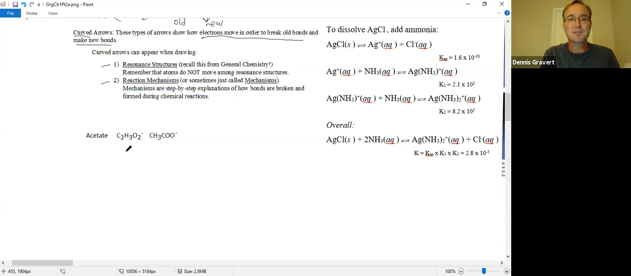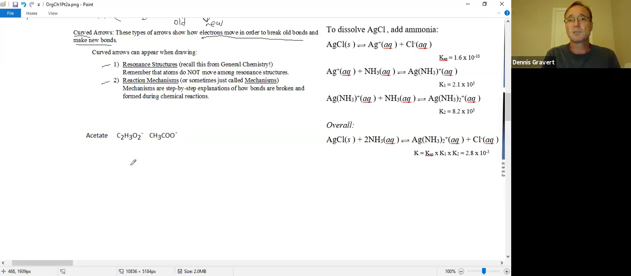What are the chemical formulas for acetate? There's two that are commonly used. One's C2H3O2 minus. Acetate is an anion, a -1 charged ion. The other formula is CH3COO minus. Okay, there's other variations of these, but pick one.